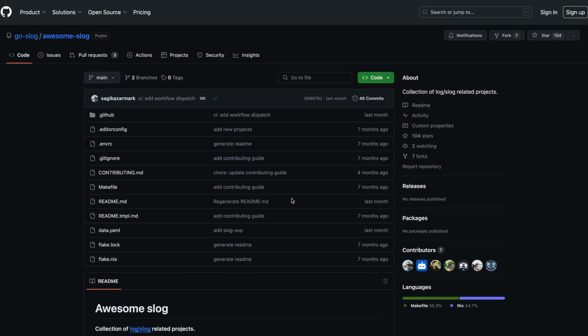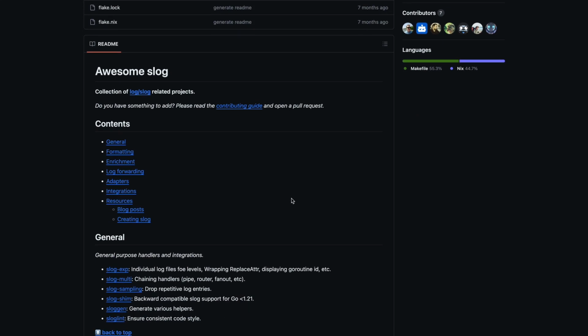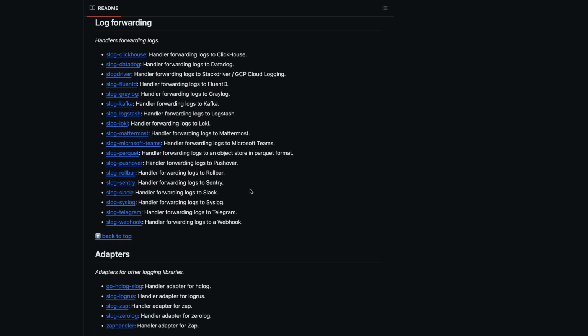I started by looking at existing repos on GitHub around that new slog package. I found about 10 projects implementing custom handlers, mostly for forwarding logs to other services. For instance, slog Datadog or slog Fluentd, but nothing around AWS Lambda. That is when I decided to implement my own AWS Lambda handler.